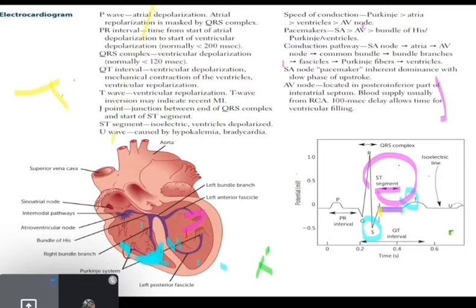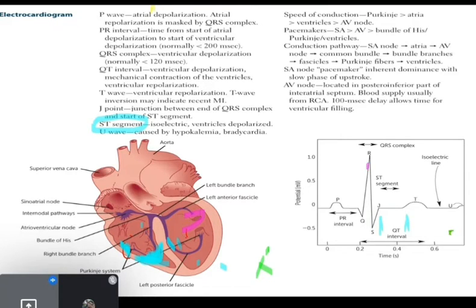Now, the G point, we talk about it. It is the junction between the end of the QRS complex and the start of the ST segment. Now, the ST segment here is isoelectric, ventricles depolarized. The ST segment is between the contraction of the muscles and the relaxation of the muscles. So it's between the contraction of the ventricles and the relaxation of the ventricles.